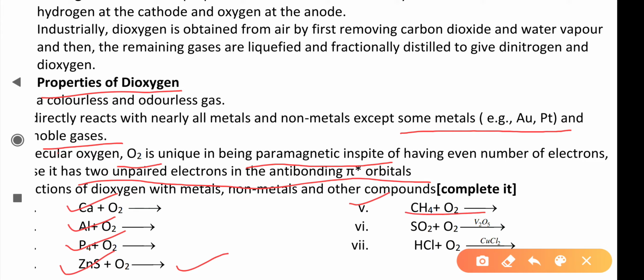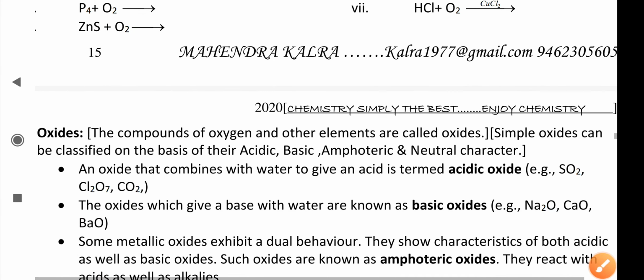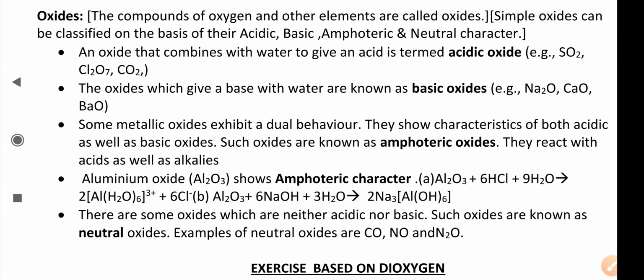SO2 plus O2 gives SO3, sulfur trioxide. HCl plus O2, the product will be Cl2 plus H2O. What is the product of this reaction? Cl2 plus H2O, remember this. So these are the chemical properties of oxygen. Then the next point is oxides.